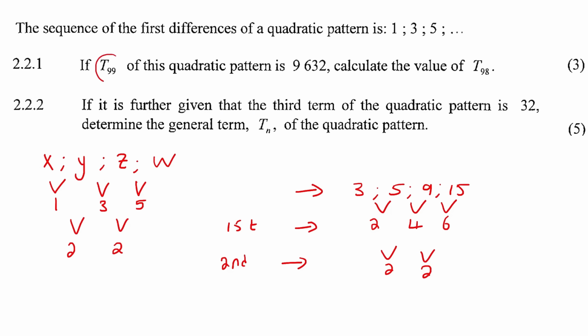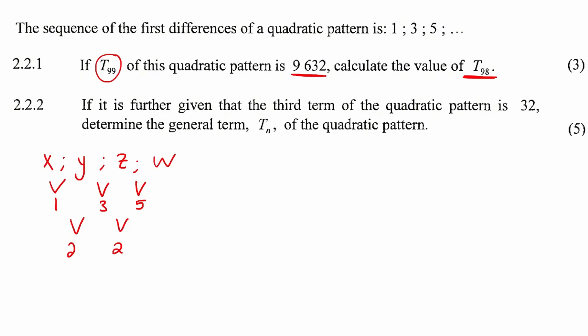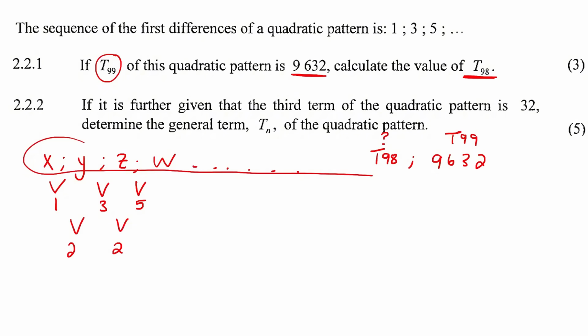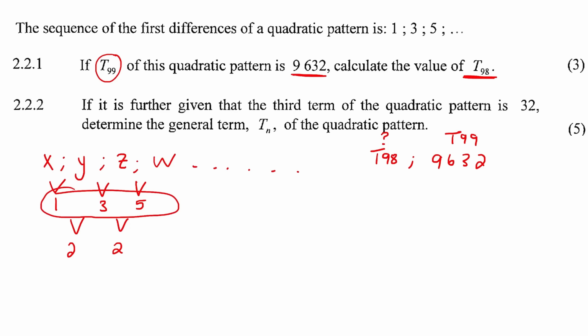They said that term 99 is that. Calculate the value of term 98. So they're telling us that in this quadratic pattern, term 99 is 9,632. And they want to know what term 98 is. We can't work with this pattern at all, we have no information. We're going to have to work with this pattern over here, which is our first differences.